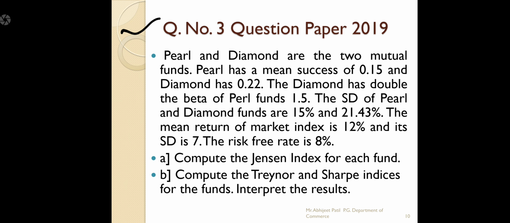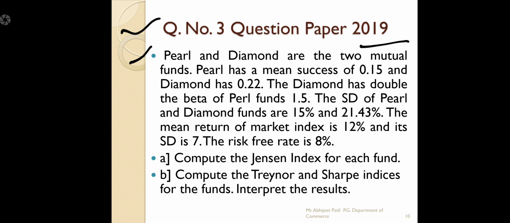This question was asked in the question paper of 2019, and it was also repeated in December 2015. So see the question: Pearl and Diamond are two mutual funds. Pearl has a mean return of 0.15 and Diamond has 0.22. The Diamond has double the beta of the Pearl fund, 1.5.